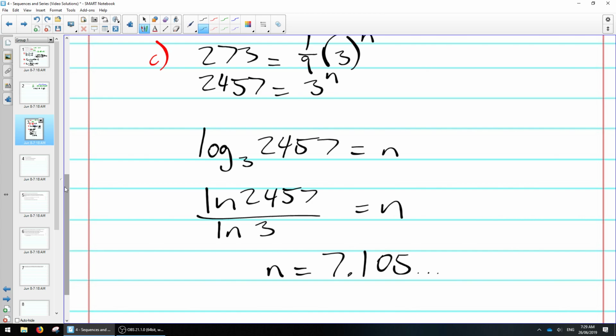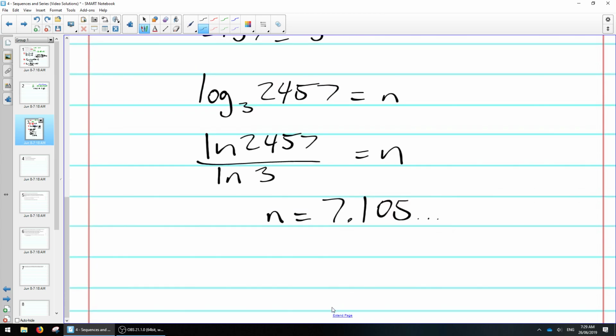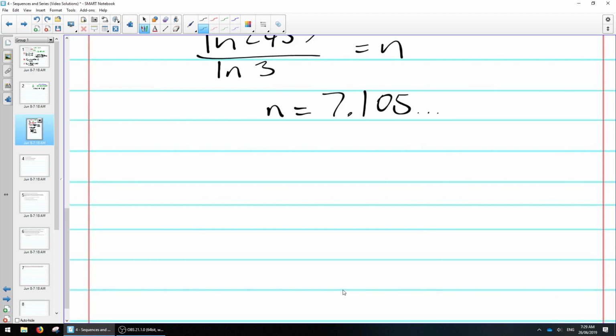And as we know, because n is not an integer, the 7th term would be a little bit below 273, and then the 8th term would be a bit above it. So that means we've skipped 273, so we'll just say not an integer, therefore not in the series. Alright, so that works because we made it positive 3.